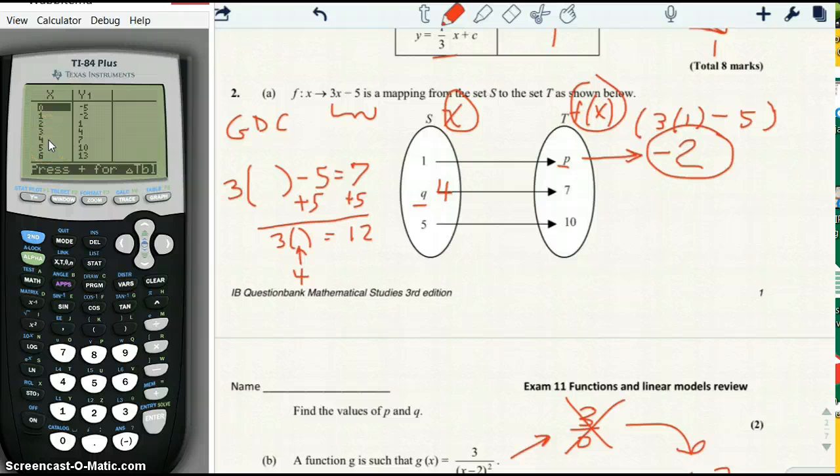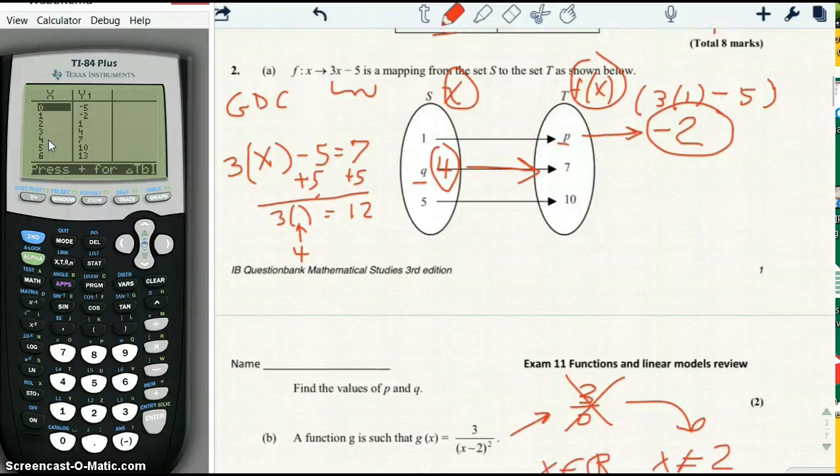But if you wanted to use algebra, you of course would just take 3x minus 5, and then you would add 5 to both sides, and then you would get 3x by itself. 3x equals 12, right? And then if 3x equals 12, you know that dividing both sides by 3, you would get 4 for x. So 4 would give you 7 in this case. And 5 or 10, you don't need to calculate anything for that. So the answers are p is negative 2 and q is 4. Let's go on to the next one.